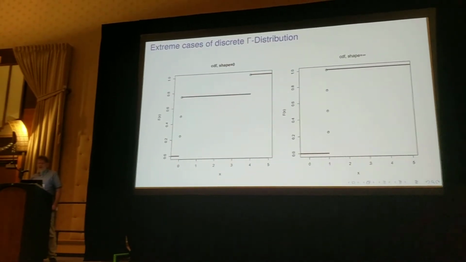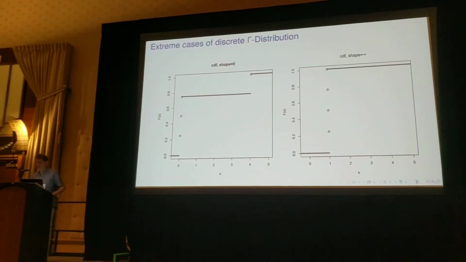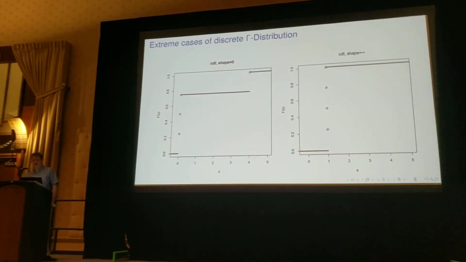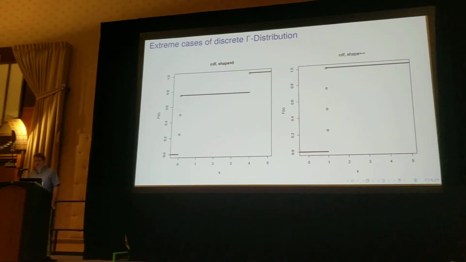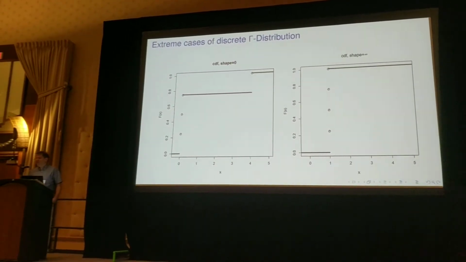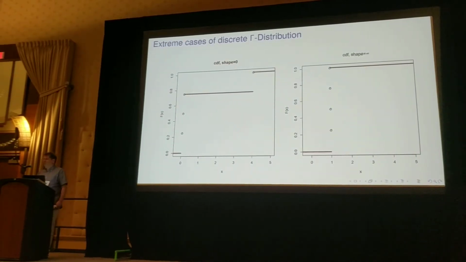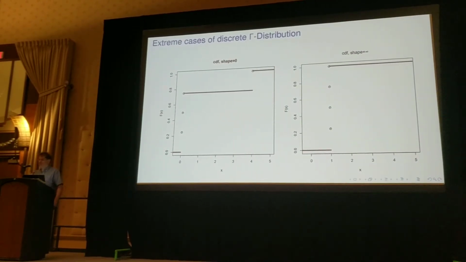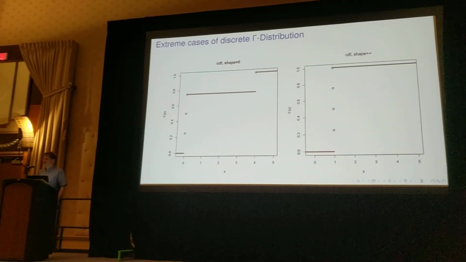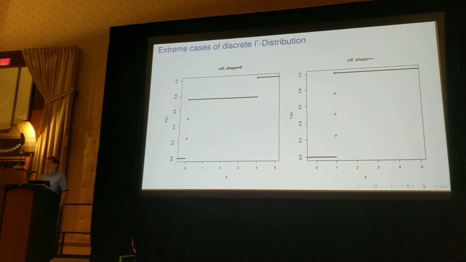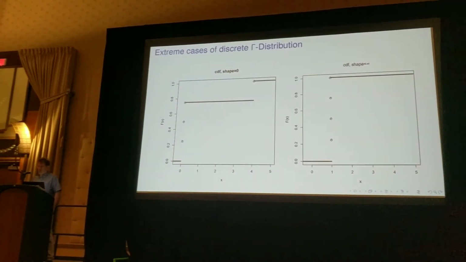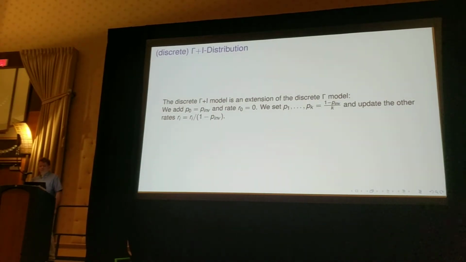So in a sense, with equal-sized rate classes, we have two extreme cases. If we have a shape of 0, we have an invariant site model where the proportion of invariant sites is 75%, and if we have a shape of infinity, we have the same as a one-rate model. So those are the two extremes.